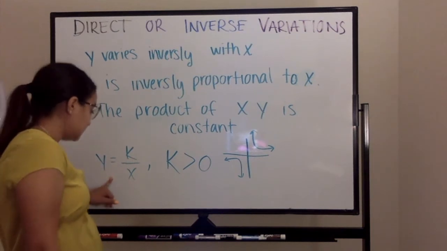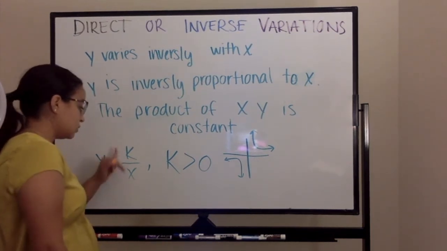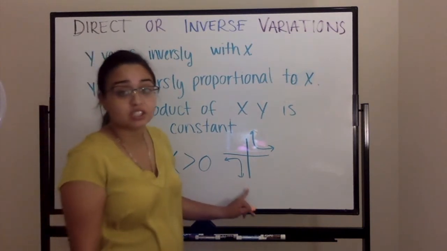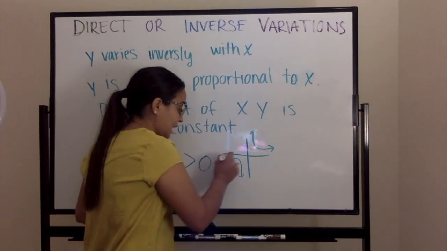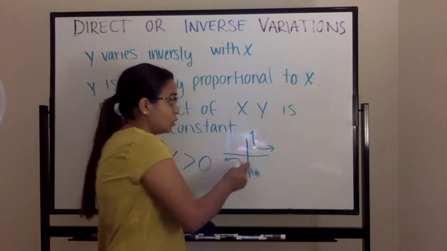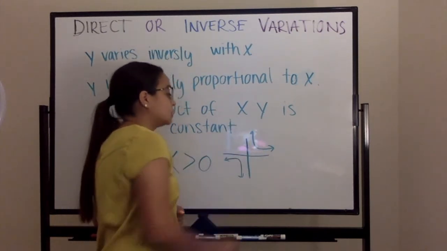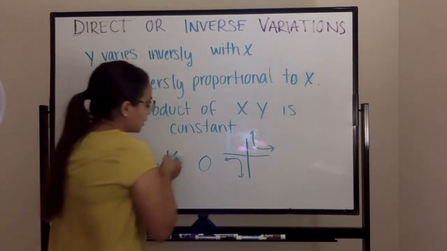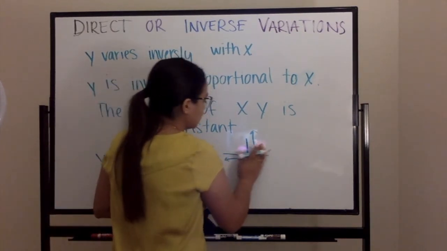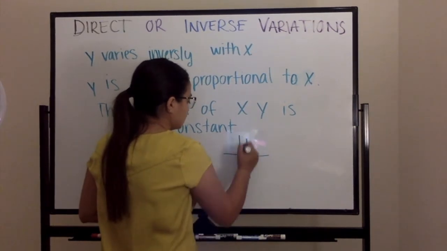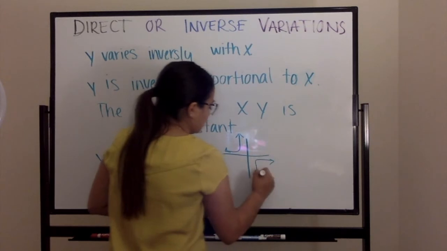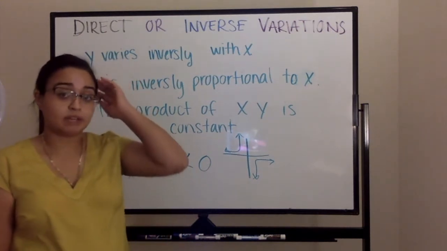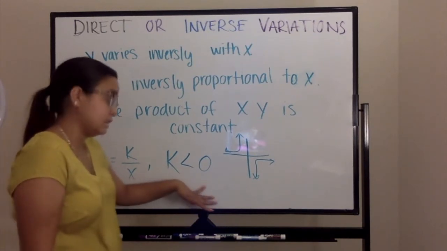Now, it'll look a little differently as well. You would have y equals k over x. When k is greater than 0, our inverse variation would look like this, where we have our lower left quadrant and our upper right quadrant filled. Okay? Now, if k were less than 0, it would be just the opposite. Our upper left and our lower right would be filled. Okay? Now, this is for when k is less than 0.